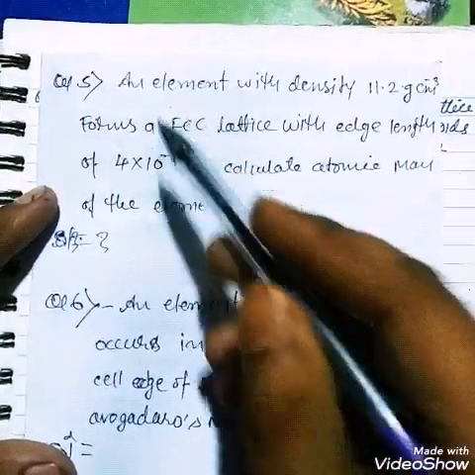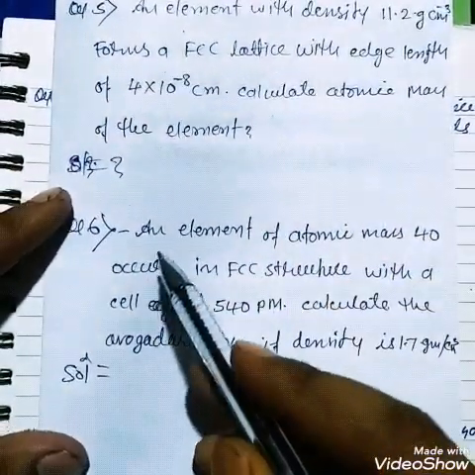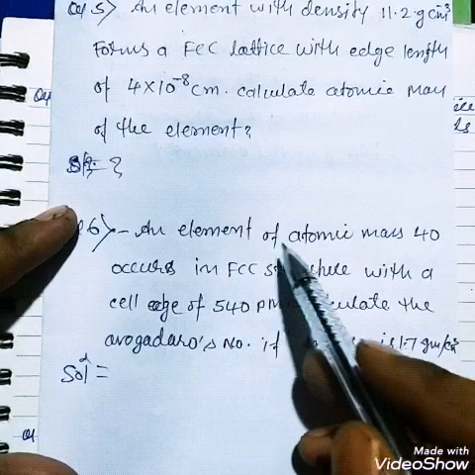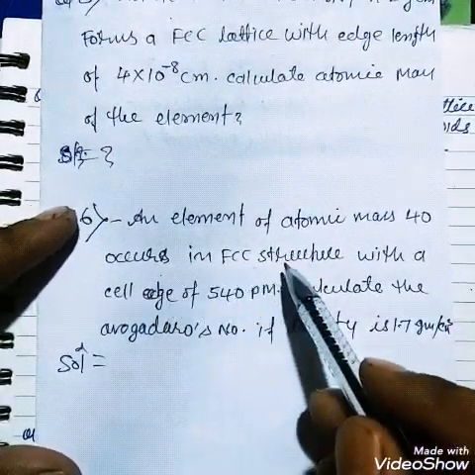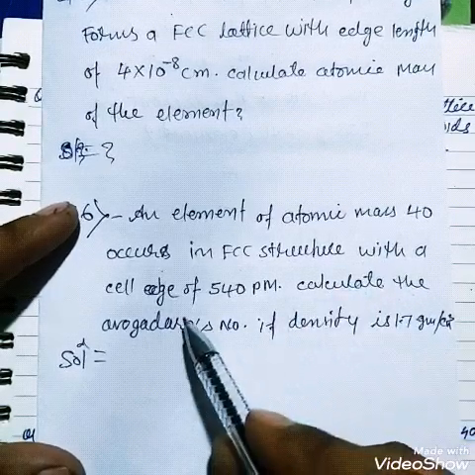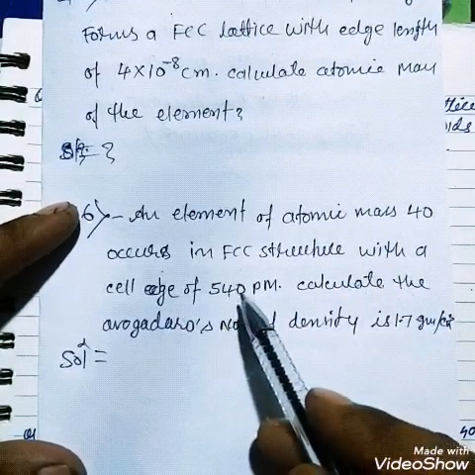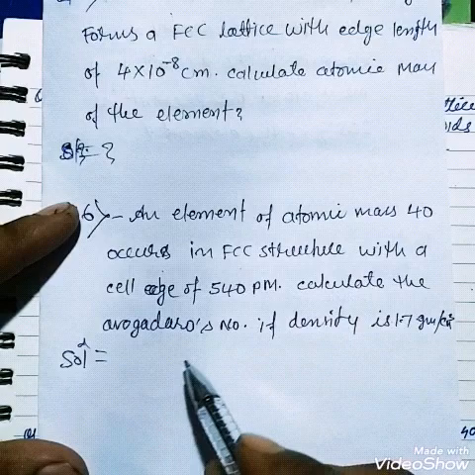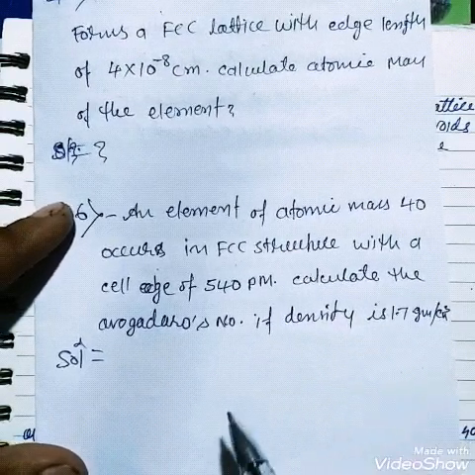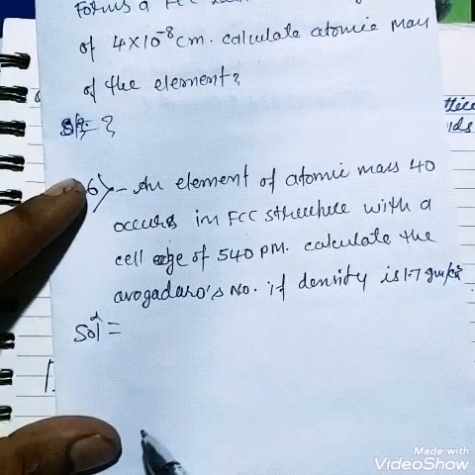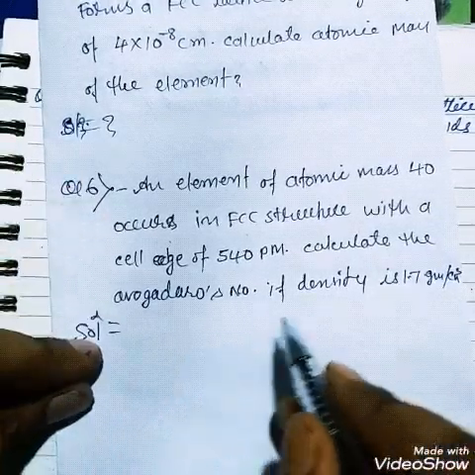Question number 5 is a test yourself question. Question number 6: an element of atomic mass 40 occurs in FCC structure with an edge of 540 picometer. Calculate the Avogadro's number if the density is 1.7 gram per centimeter cube. So here it is also very important. Now calculate the Avogadro's number.